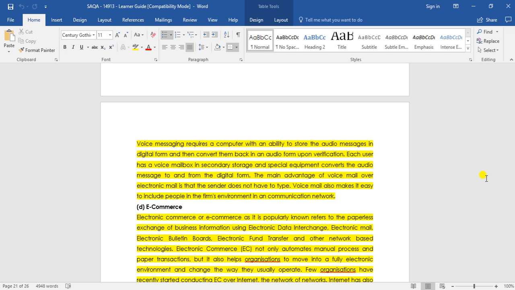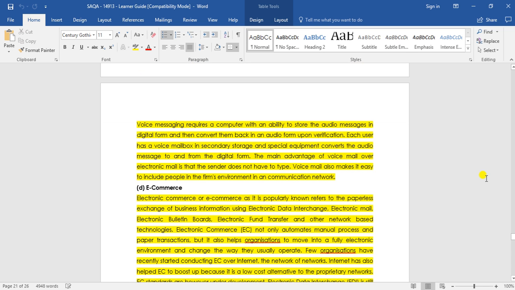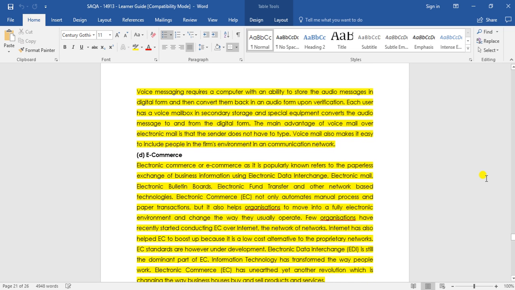Each user has a voice mailbox and secondary storage, and special equipment converts the audio message to and from the digital form. The main advantage of voicemail over electronic mail is that the sender does not have to type. Voicemail also makes it easier to include people in the firm's environment in a communication network.